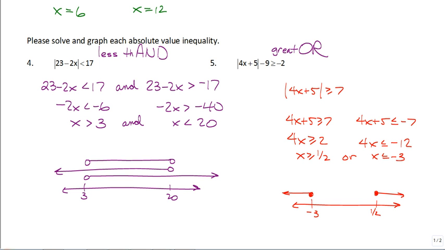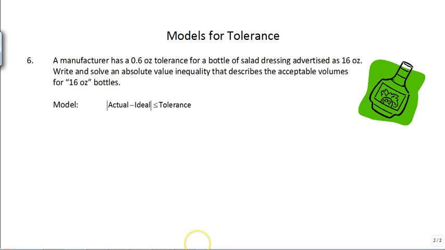So we have one more thing to talk about, and that is model of tolerance. So model of tolerance is basically we can have different models. So this first one is actual minus ideal is less than or equal to tolerance. And what this can be used for is a problem like this. So a manufacturer has a 0.6 ounce tolerance for a bottle of salad dressing advertised as 16 ounces.